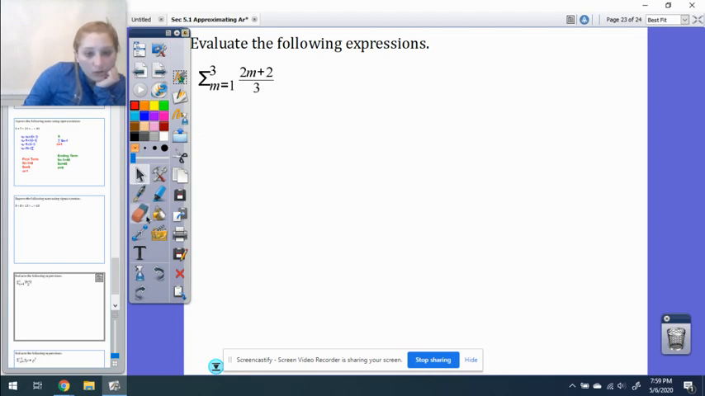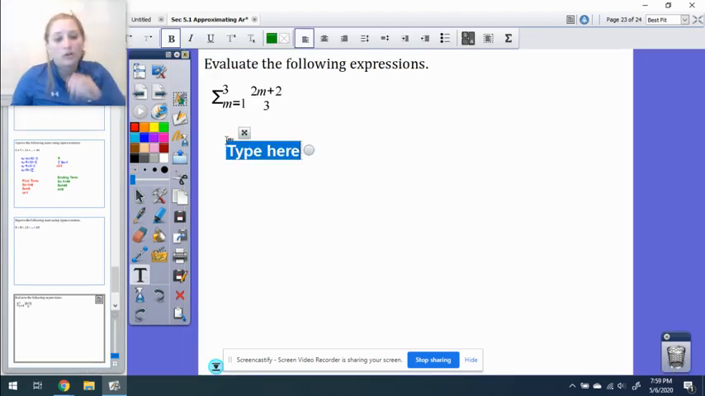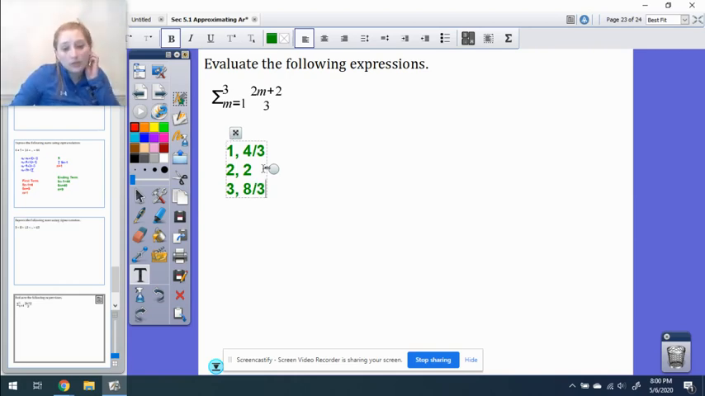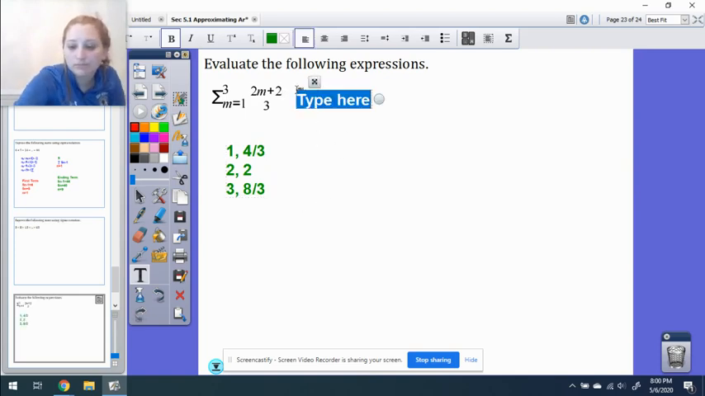All right, so if you plug in 1, you should get 4/3. If you plug in 2, you get 6/3, which is 2. And if you plug in 3, you get 8/3. So then you're going to add 4/3 plus 2 plus 8/3, and that is going to give you 6. So your answer for this is 6.